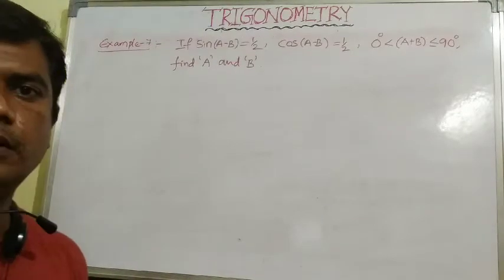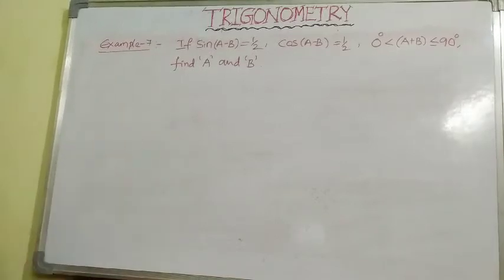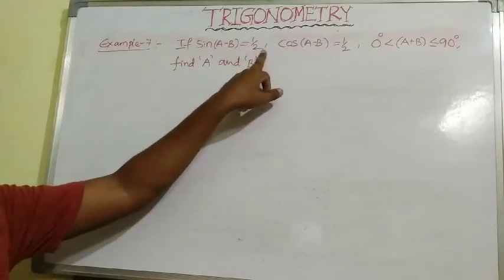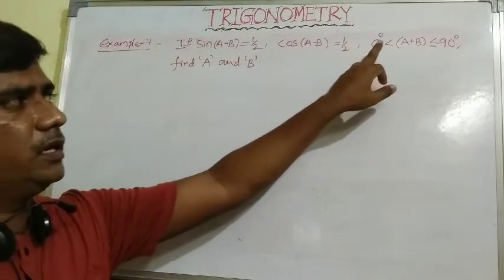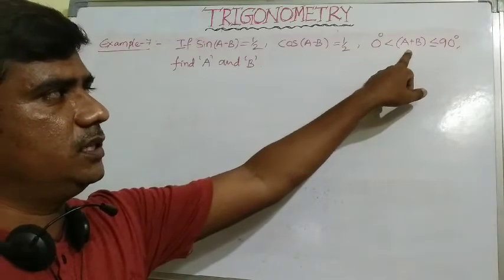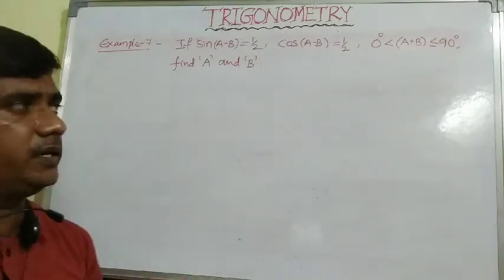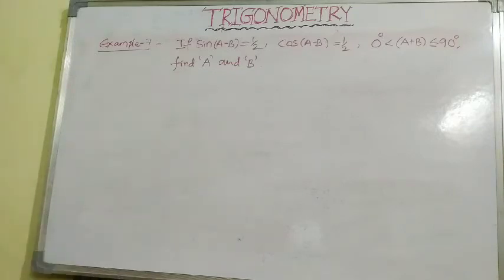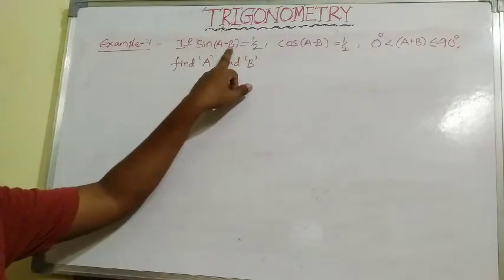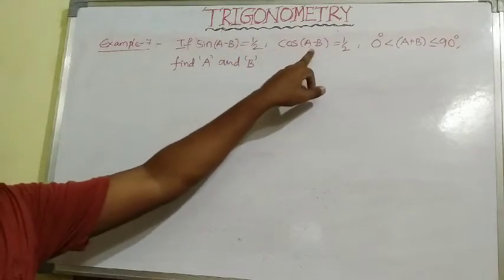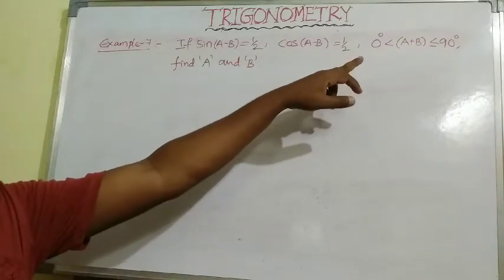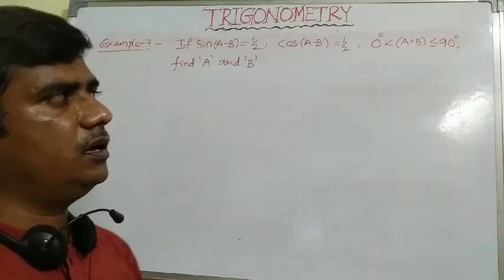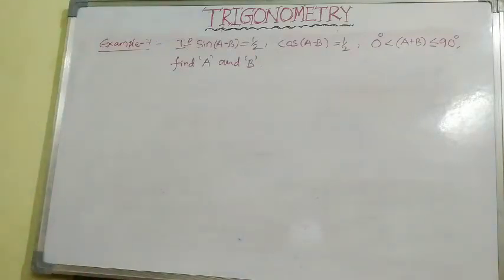Next, example number 7. If sin(a minus b) equals 1 by 2, cos(a plus b) equals 1 by 2, where 0 is less than a plus b, which is less than or equal to 90 degrees, find a and b. So here two values are given: sin(a minus b) is 1 by 2, and cos(a plus b) is 1 by 2. Two angles are there, a and b. The sum of a and b is greater than 0 and less than or equal to 90 degrees. Then we have to find the a and b values individually.